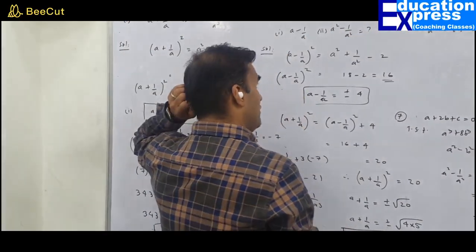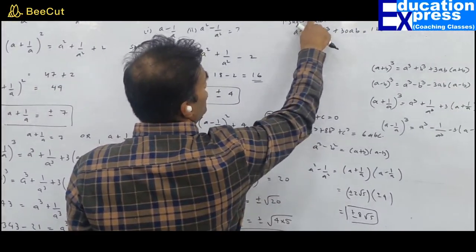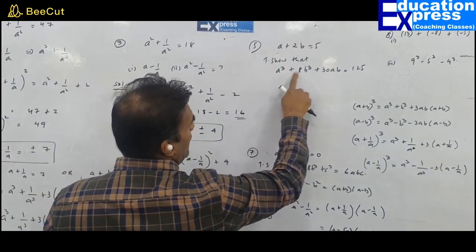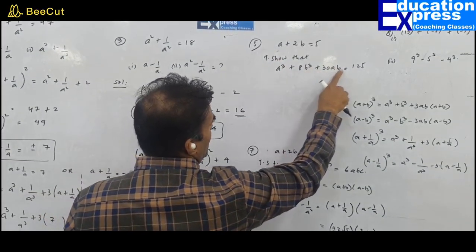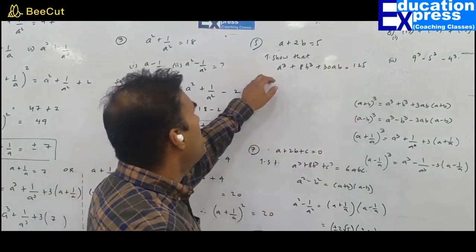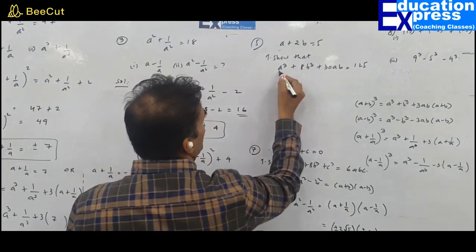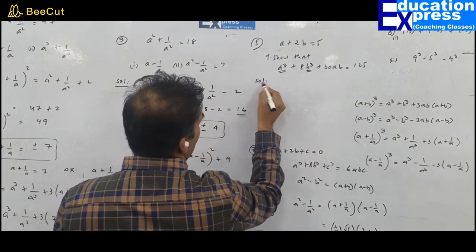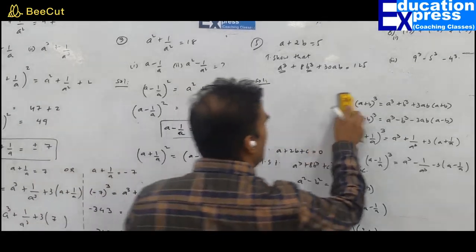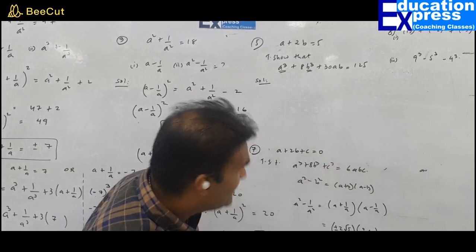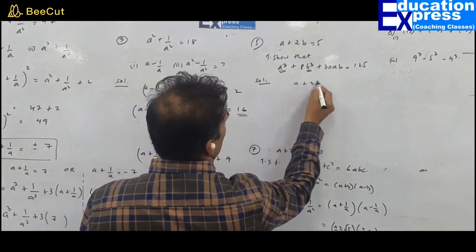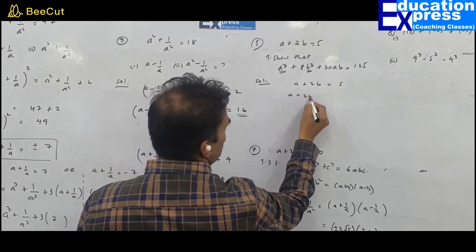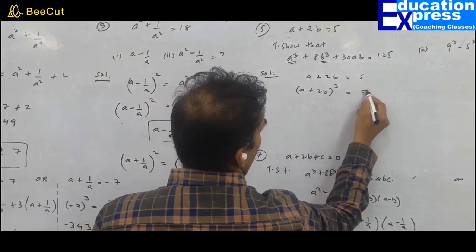Now, when you look at question number 5, a plus 2b equals 5. That's given. Show that a cube plus 8b cube plus 30ab equals 125. Whatever part I have to prove involves cube. So in my solution, since a plus 2b equals 5, if I take cube on both sides, a plus 2b whole cube will be equal to 5 cube.